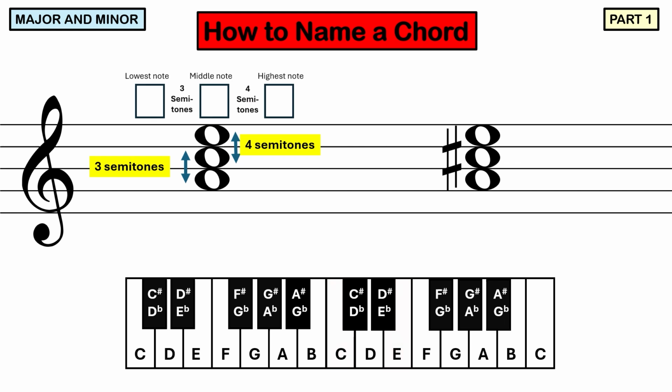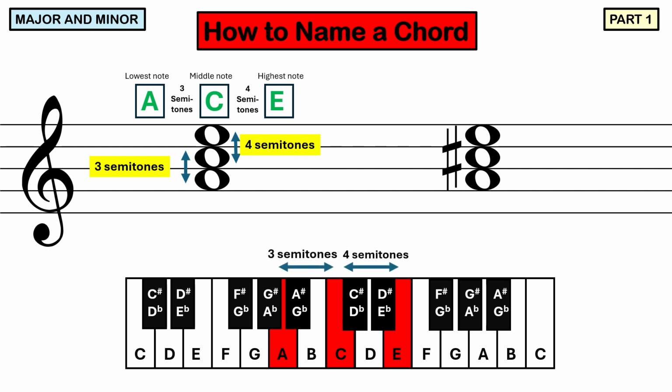Let's show this a bit clearer. Our lowest note is A. We move 3 semitones right to C, and then we move 4 semitones right to E. Now let's have a look at the chord on the right. The only difference between the chord on the left and the chord on the right is the middle note. The middle note of the chord on the right is 1 semitone higher than the middle note of the chord on the left. Let's show this on the keyboard.